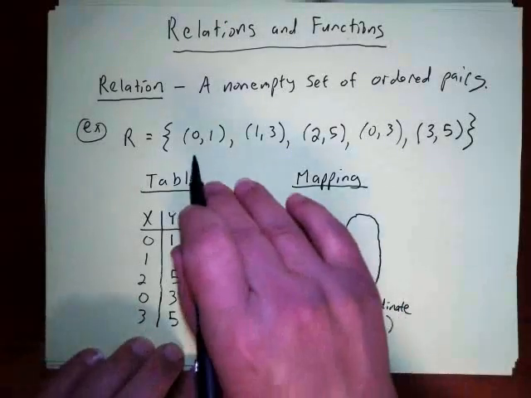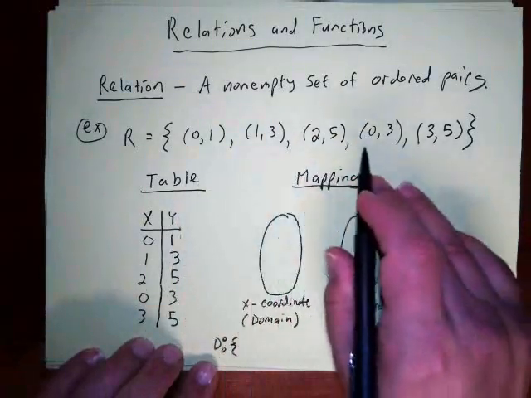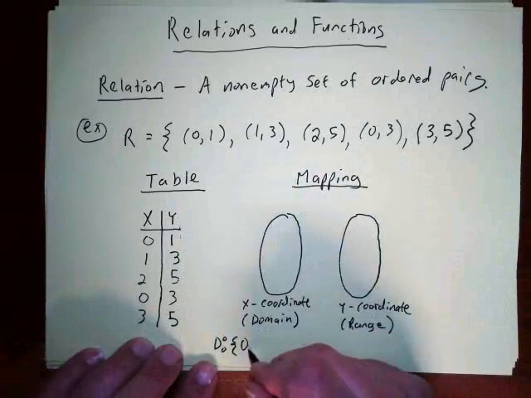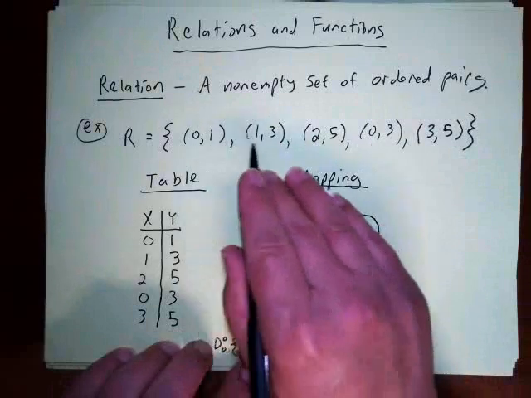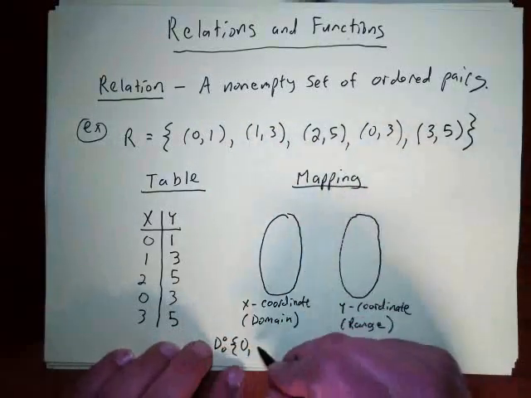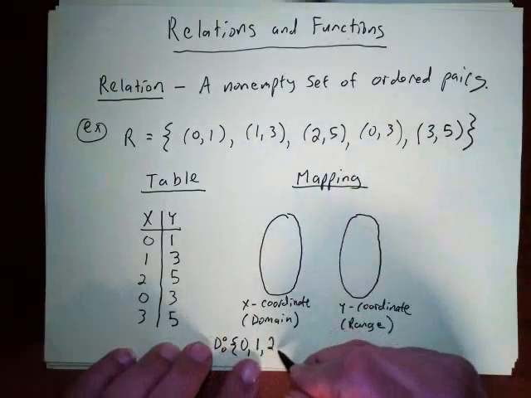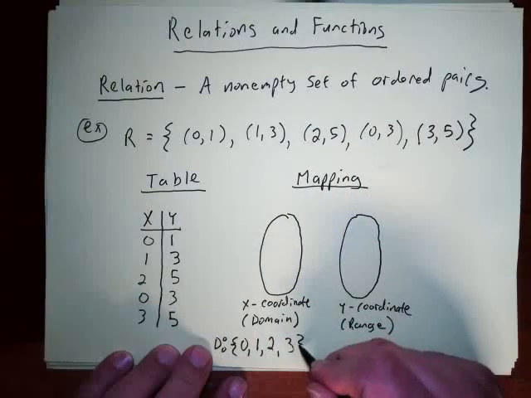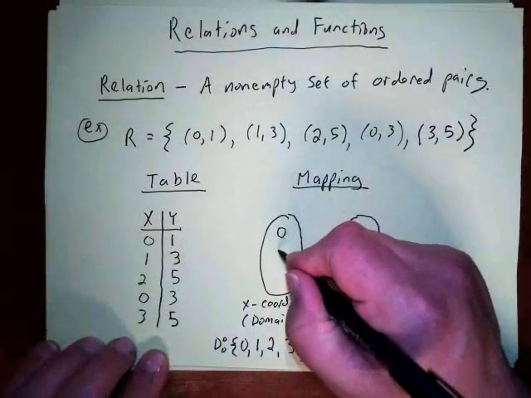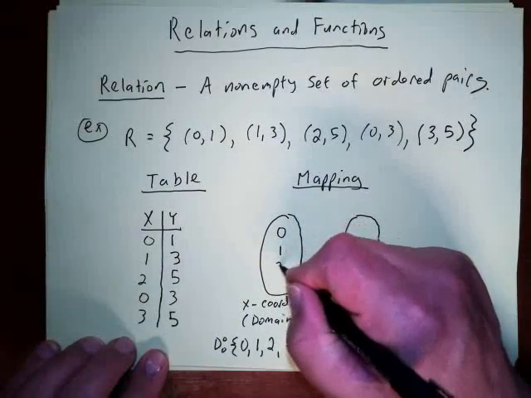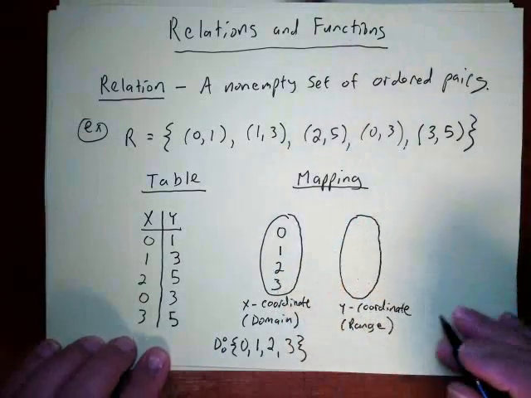Now the domain, if I wanted to list this out, is the following set of numbers. It's 0, 1, 2, 0, and 3. And so I'll just put them in order. We don't have to list 0 twice. It's just 0, 1, 2, and 3. Right? And that would be known as the domain. And I could put these in here like points, 0, 1, 2, and 3.